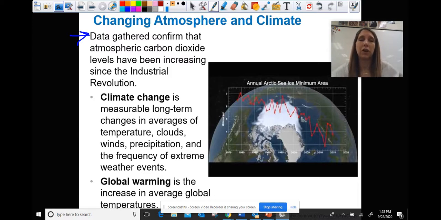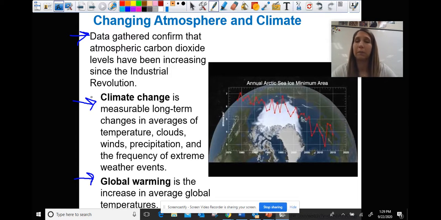Okay, so when we talk about those changes that are occurring, we use the term climate change. Now recognize that that is different from this other definition I'm giving you down here for global warming. So climate change is the measurable long-term changes in averages of temperature, clouds, wind, precipitation, and frequency of extreme weather events. So this is long-term, okay, and this includes lots of different types of impacts, lots of different effects of simply raising that temperature.